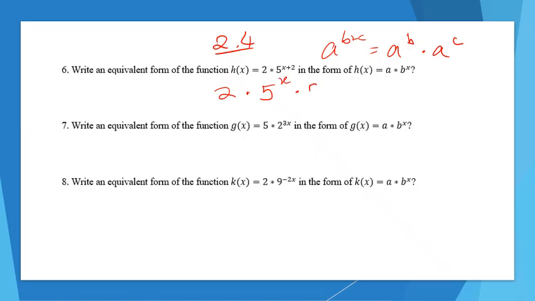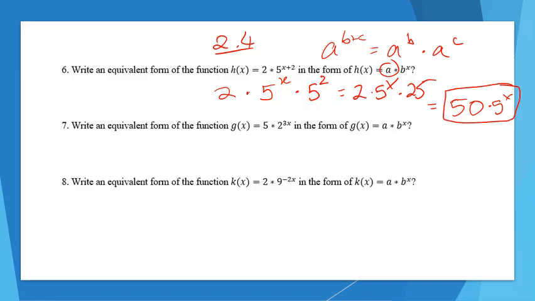And then we're going to split this up into 5 to the power of x times 5 squared. This would be 2 times 5 to the power of x times 25. And then we can combine this into just a single number. So this should be 2 times 25 is 50 times 5 to the power of x. And that should be our answer for 6.